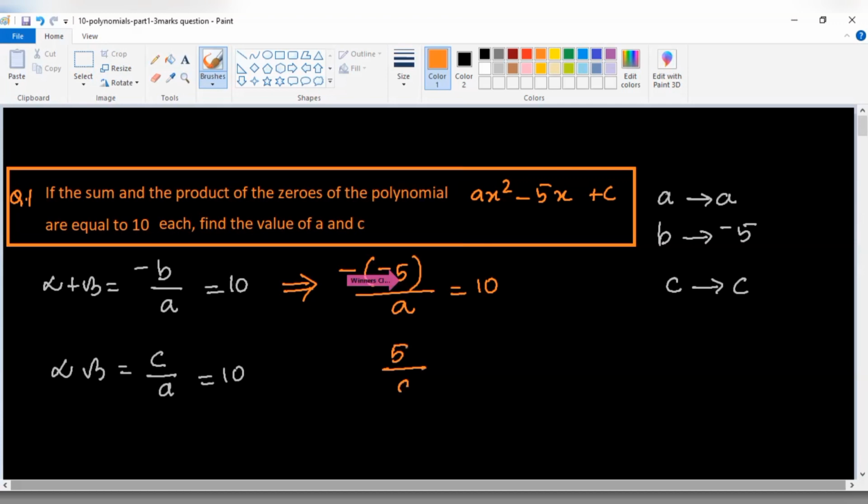So 5 by A is equal to 10. Let us take this A to the right side, so 10A is equal to 5. Here A is in the denominator, division. When we take it to the other side, it becomes multiplication. That is how we got 10A equal to 5. That means A is equal to 1 by 2.